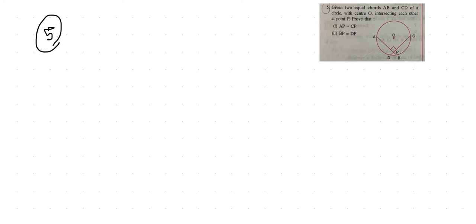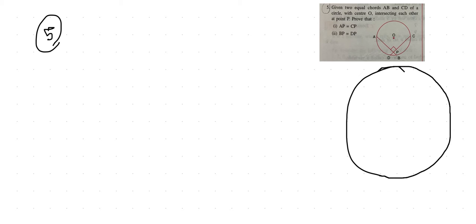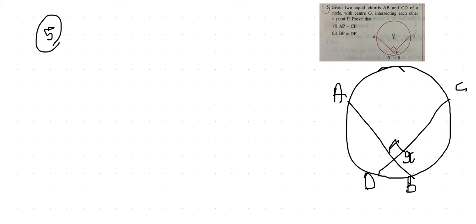So what you will be doing? You will be drawing the circle first, okay, and then this is the figure that has been given already, children. So I'll be writing the two chords, that is AB and CD, and then what is the angle between both of them? It is equal to 90 degrees. And then this is my center. The center will be marked as O.